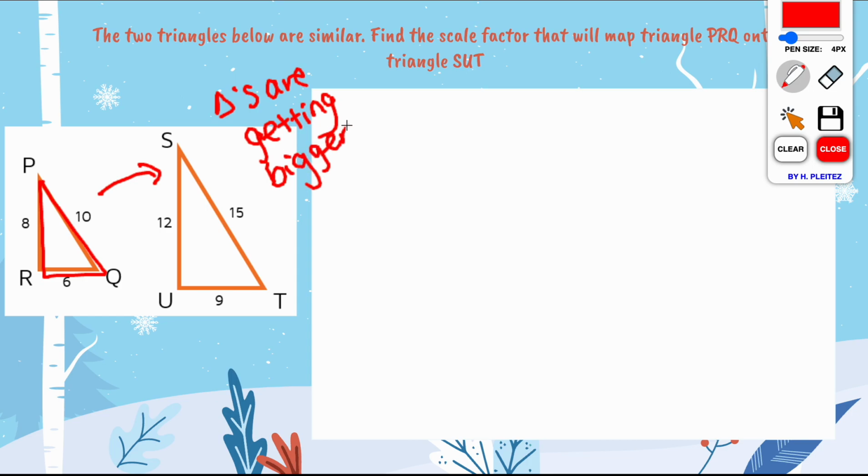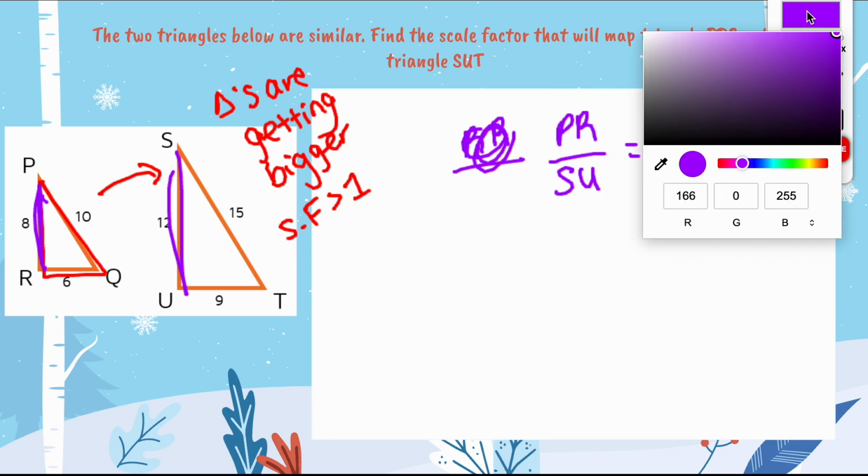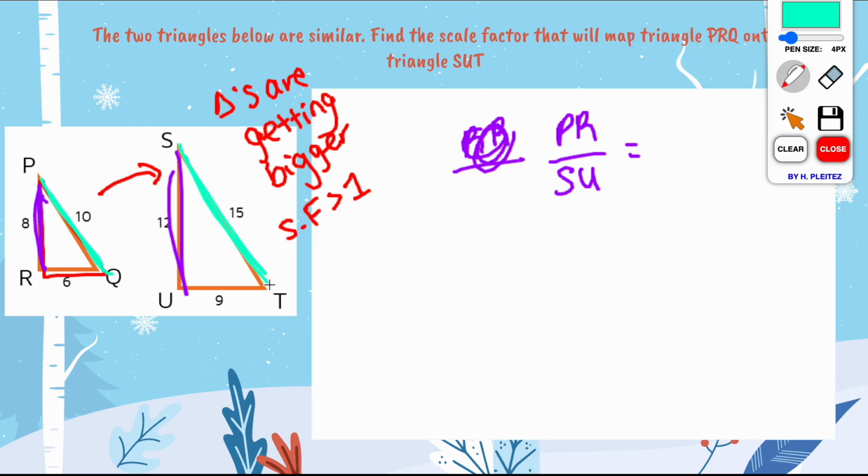So I know my scale factor has to be greater than 1, right? And again, this is just a way that we can self-assess. As mathematicians, we want to make sure that we can always check if our answer is right without just having to guess, right? So again, when we're making our proportions, we can do PR over SU, right, equals, and then we can do PQ over ST.